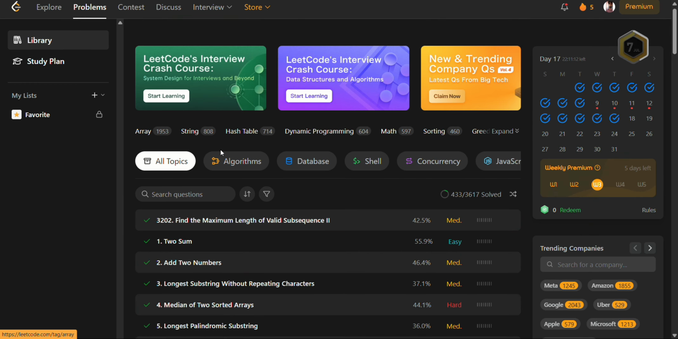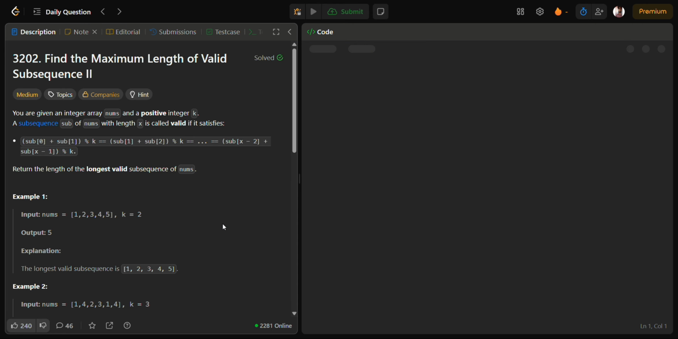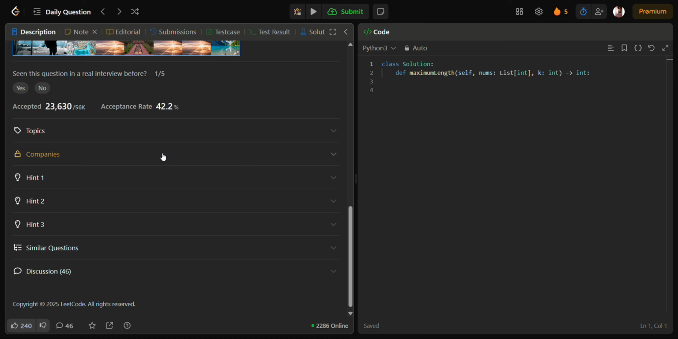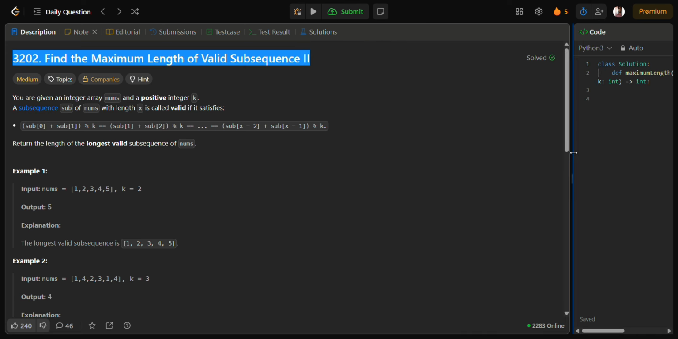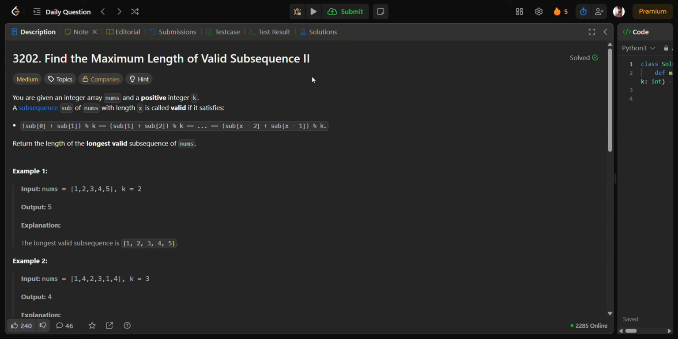Today, we're going to solve an interesting problem from LeetCode, problem 3202, find the maximum length of valid subsequence 2. At first, it might look like a simple greedy or sliding window problem, but don't be fooled, it has a really elegant solution using dynamic programming and hash maps. By the end of this video, you'll not only understand the solution, but also get key insights into how to approach similar problems where you're working with pairwise conditions and subsequences.